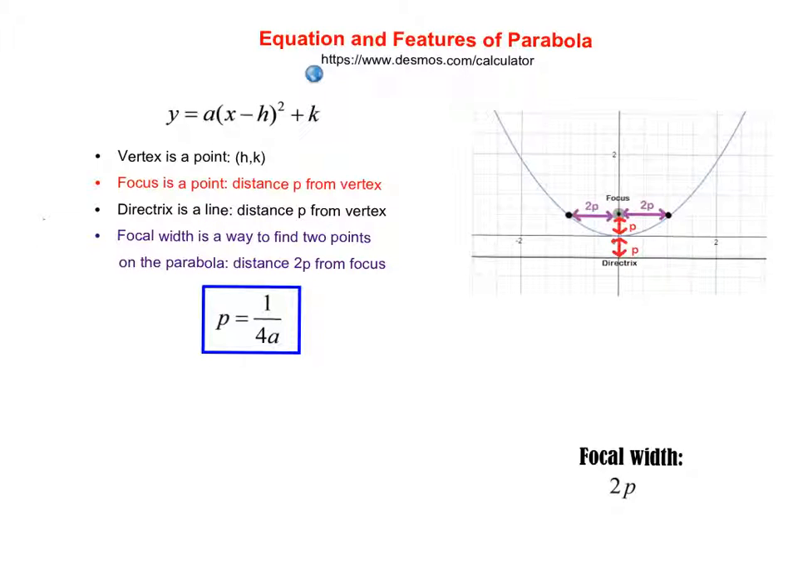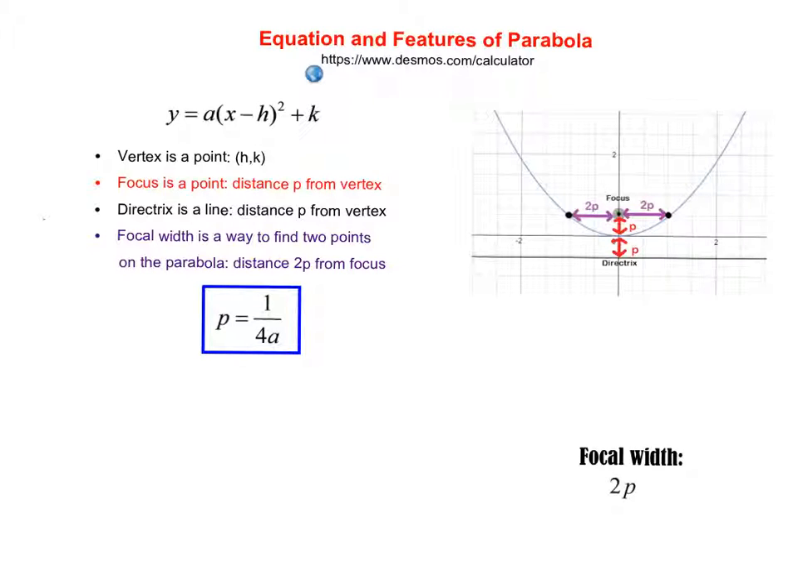The focus we can always find because it's p away from the vertex, like we said. The directrix is a line. It's a fixed line. It'll also be p away from the vertex. And then we talked about the focal width. The focal width is a way to find 2 more points on the parabola, and we're 2p in either direction from the focus. So that's just summarizing what I said on the first slide.